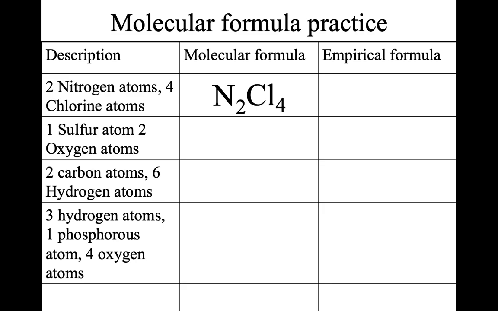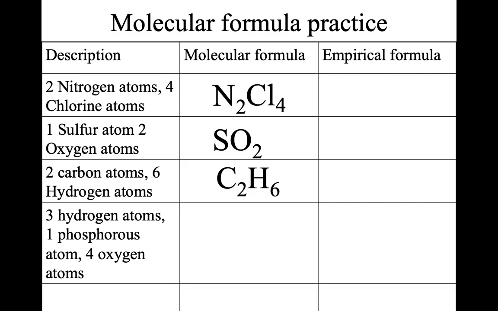So 2 nitrogen atoms are symbolized by N with a 2 behind it, and 4 chlorine atoms is symbolized as Cl, a chlorine, Cl with a 4 behind it. 1 sulfur atom and 2 oxygen atoms is written SO2. Note that there is no 1 behind the S in SO2, even though there is one S atom in the description. We never use ones in formulas. If there is no number behind the atom, it means just one of that atom.